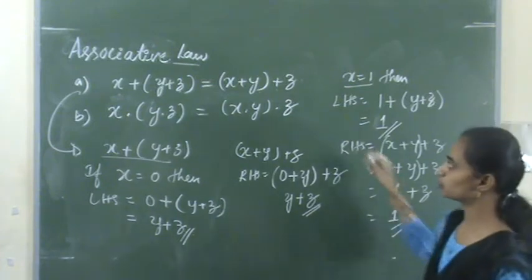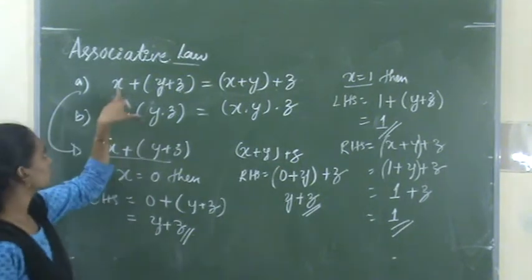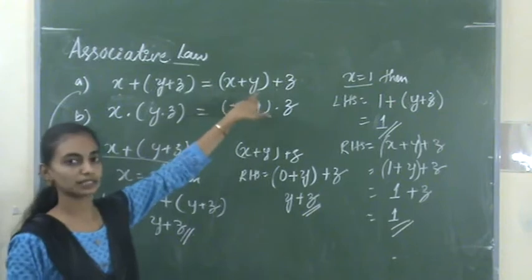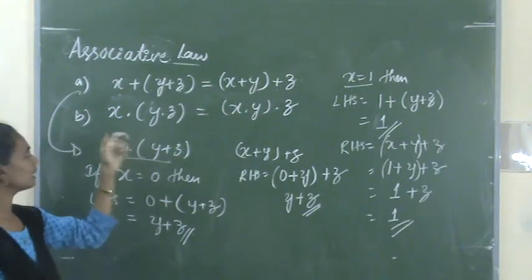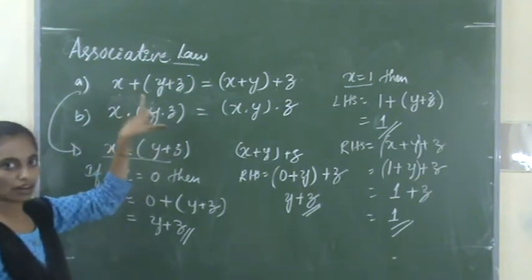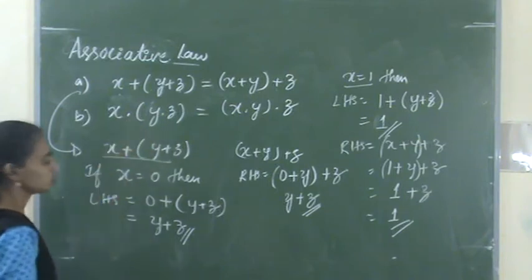So hence we can prove that X + (Y + Z) is equal to (X + Y) + Z. The same we have to perform with the AND operation. Here we performed the OR operation, and now we are performing the AND operation.